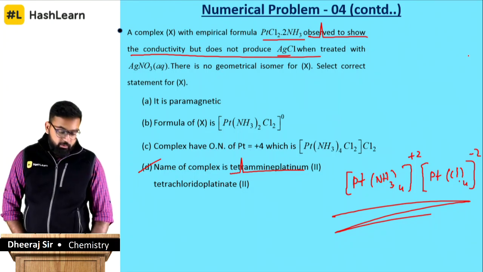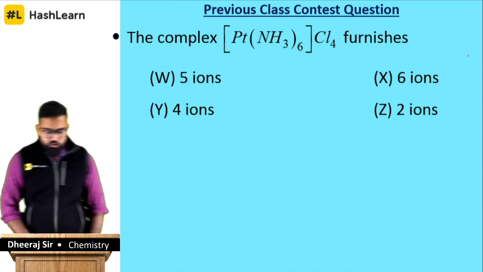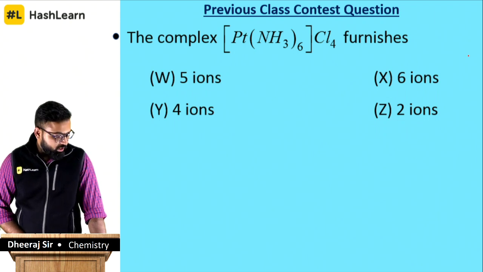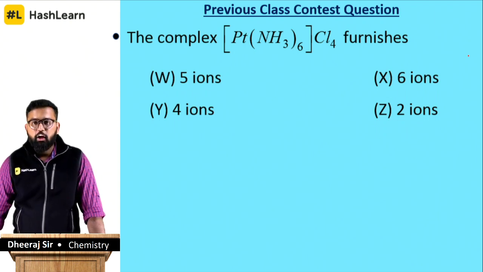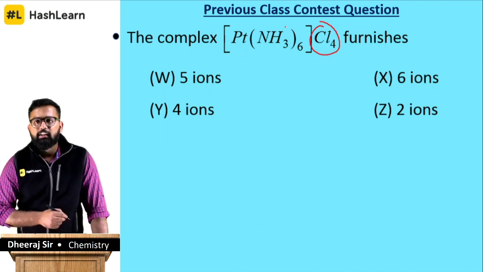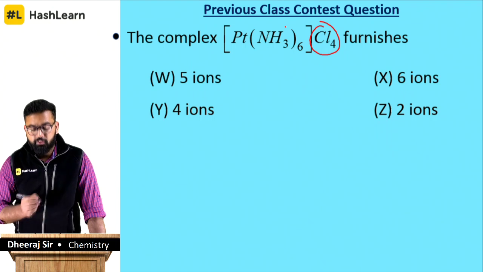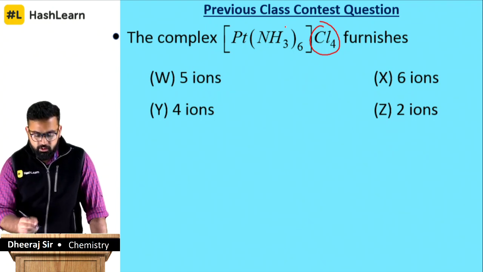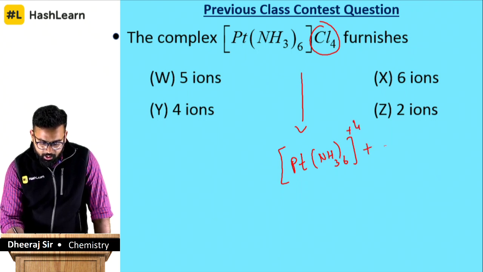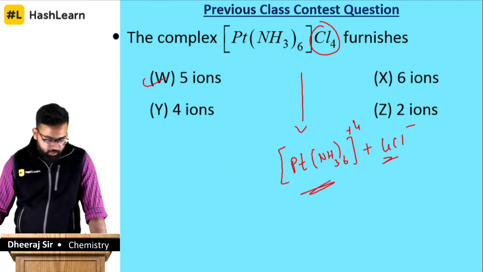Good. The next slide that you would be seeing is the previous class's contest question. The question is the complex [Pt(NH3)6]Cl4 furnishes how many ions? We were just talking about it in the previous question. Whatever is present outside the square brackets, which is the ionization sphere, will convert itself into ions. So this is going to break itself into [Pt(NH3)6]4+ and you will have 4 Cl minus. So that is 4 plus 1, 5 ions.